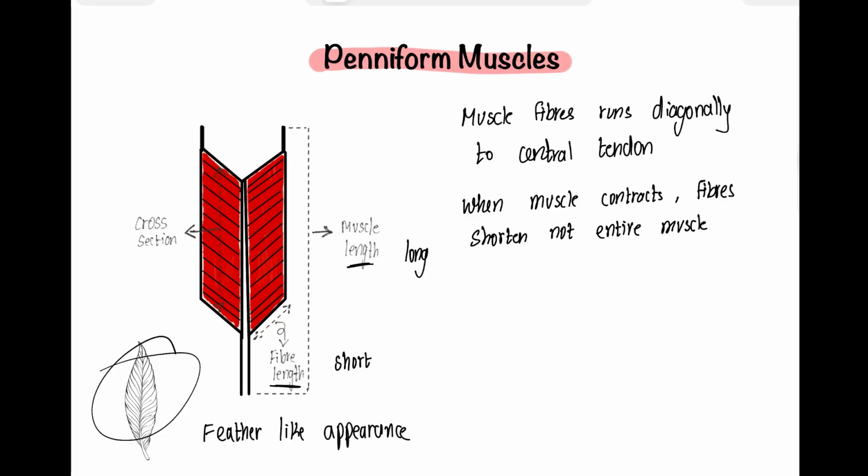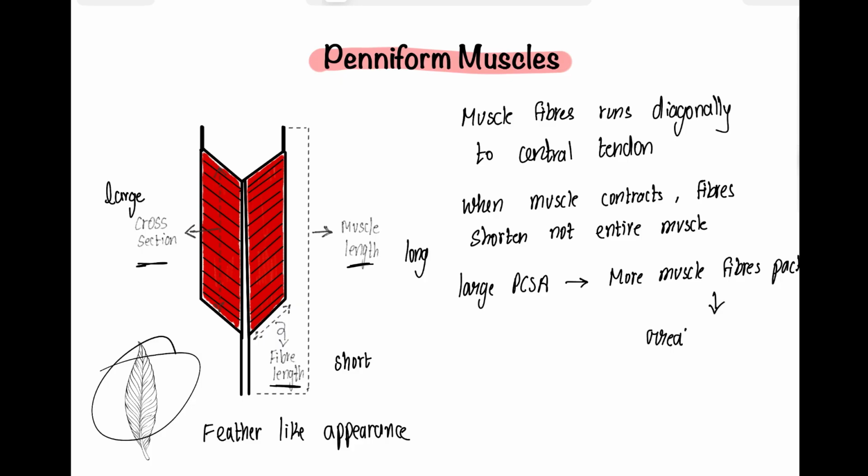And it has a large physiological cross-sectional area because fibers are short and angled. Many more fibers can be packed into the same muscle volume. This increases the physiological cross-sectional area. And remember, a large physiological cross-sectional area is equal to greater force.